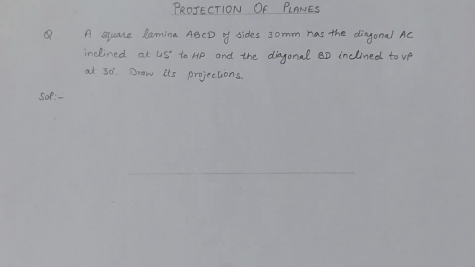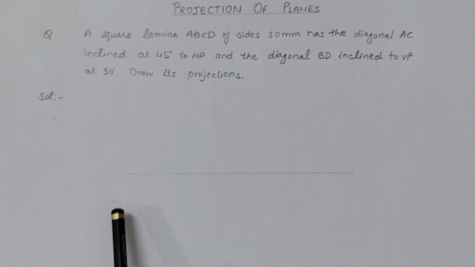Welcome all. Today I will discuss with you projection of planes. So in this topic I will discuss the numerical: a square lamina ABCD of side 30 mm has the diagonal AC inclined at 45 degrees to HP and the diagonal BD inclined to the vertical plane at 30 degrees. So we have to draw projections.